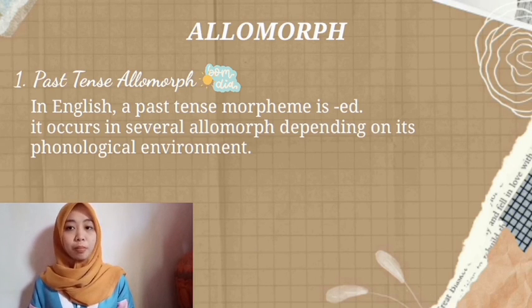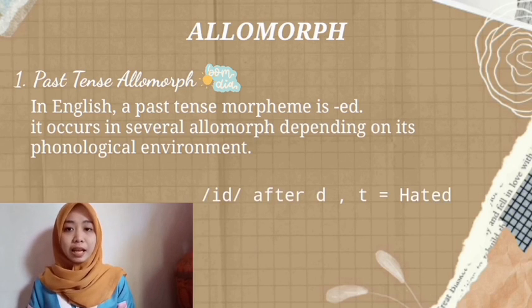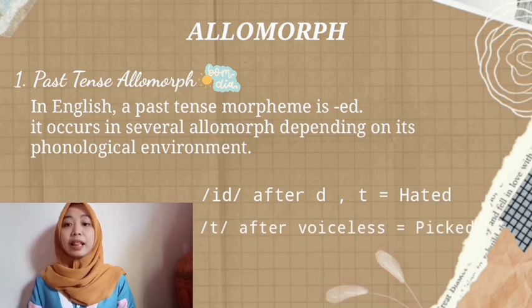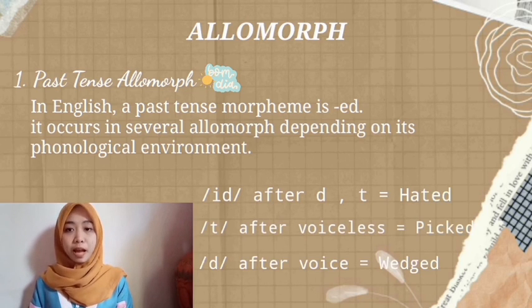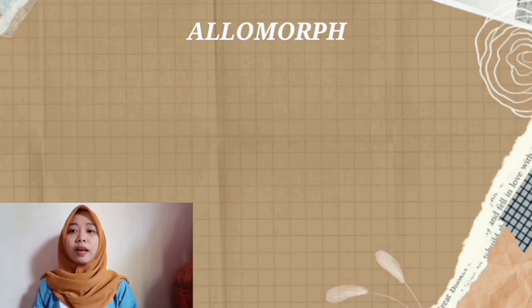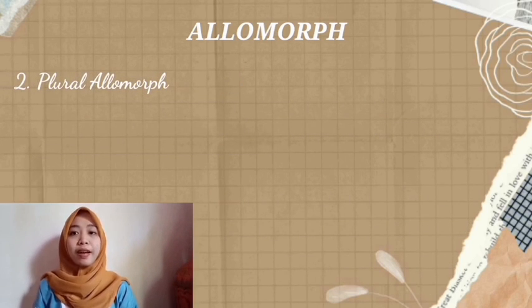Past tense allomorphs include id after d and t, like headed, and t after all other voiceless sounds, like picked, and d after all other voiced sounds, like wedged. And the second is plural allomorph.